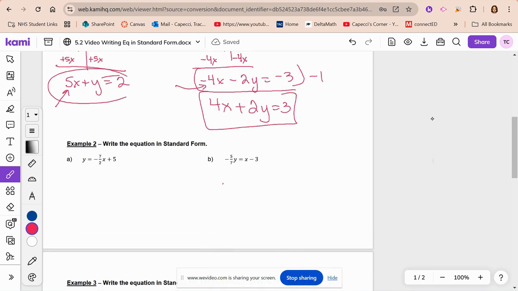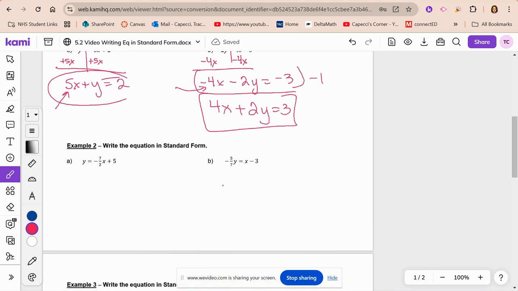Okay, moving on. Now we're going to have some fractions to start with, we can see. So remember, with standard form, no fractions or decimals. So I want to get rid of that. The easiest way is to get rid of the denominator. So I'm going to multiply everything by 2, all the terms by 2. So that gives me 2y is equal to negative 7x plus 10.